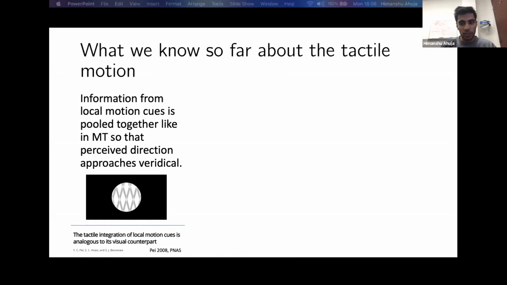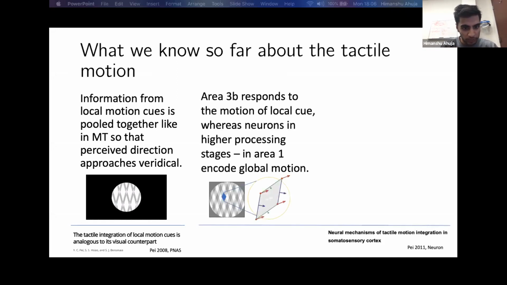As envisioned, the conflict between the cues from the terminators, which is any of these red points here, and the other local motion cues, which are the component areas here, the green and the purple ones, are resolved over time, so that we perceive the direction as the vertical direction.